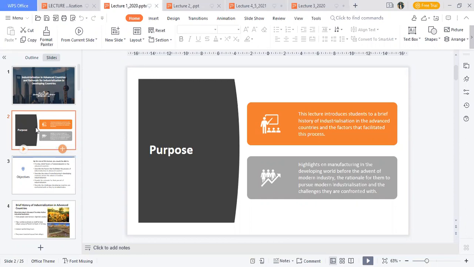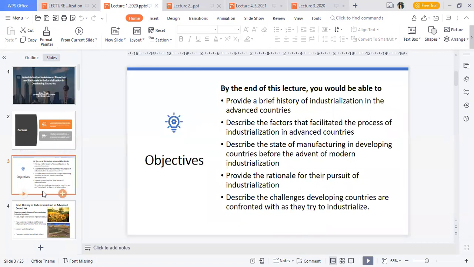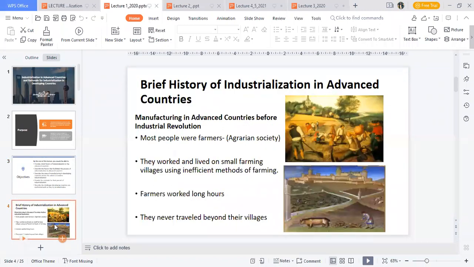Okay. So in lecture 1, our focus was to know how industrialization started in the advanced countries, currently advanced countries. How did industrialization start in the UK, US, and Australia we are seeing now. Now, let me briefly touch on it for you. When it comes, they can ask you to give a brief account on industrialization in the advanced countries and some of the challenges they face, or they can narrow it to developing countries.